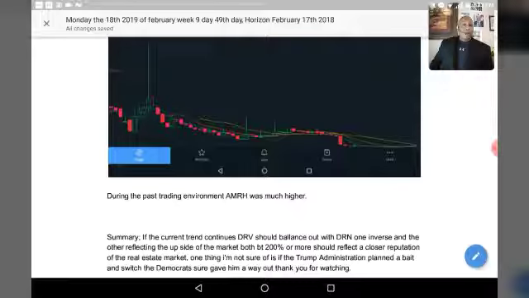One thing I'm not sure of is if the Trump administration planned a bait and switch. The Democrats sure gave Mr. Trump a way out.